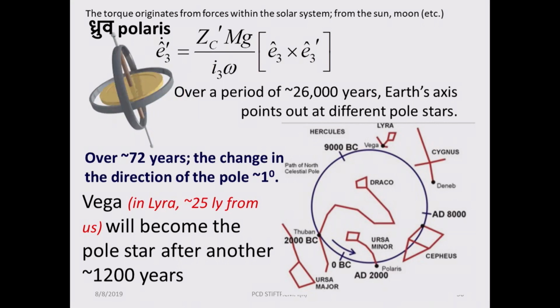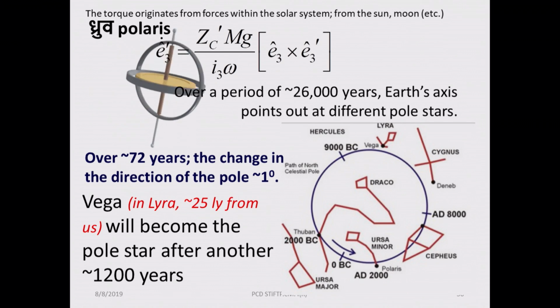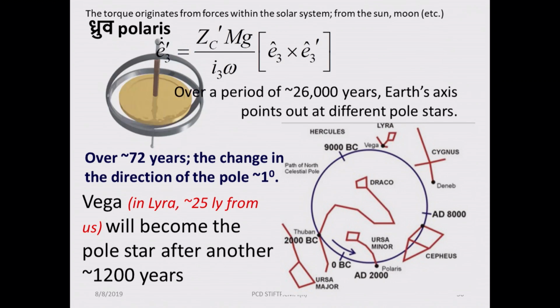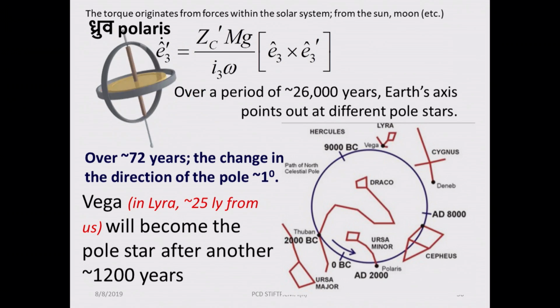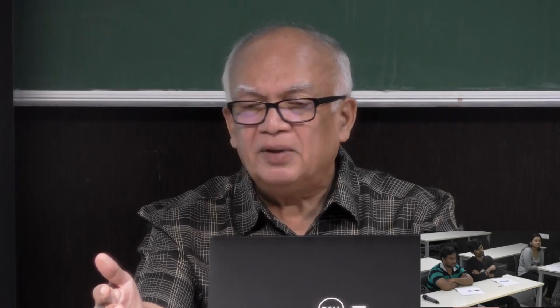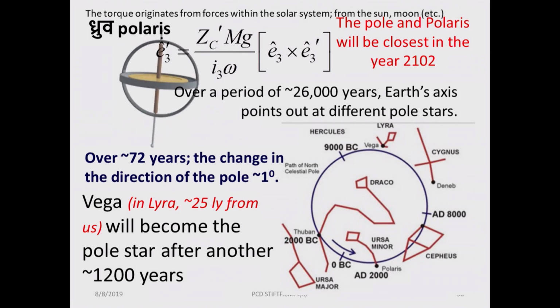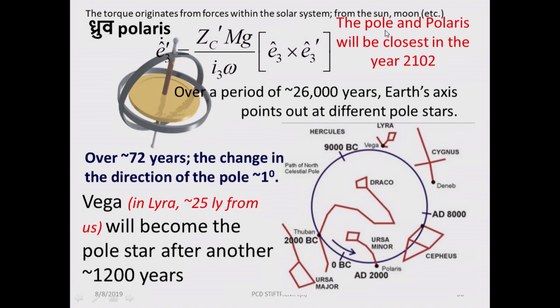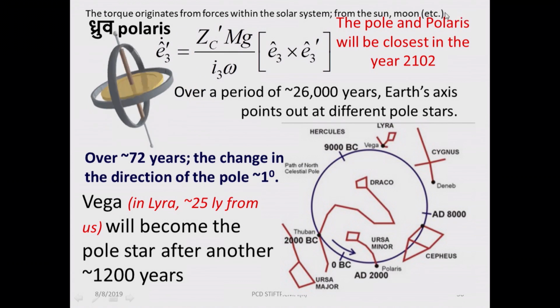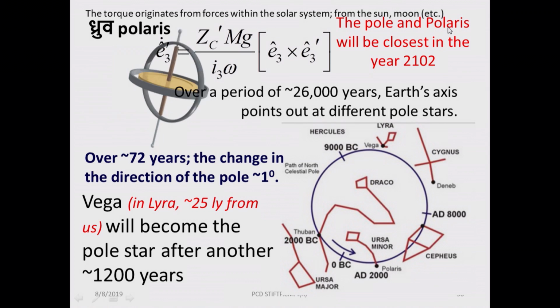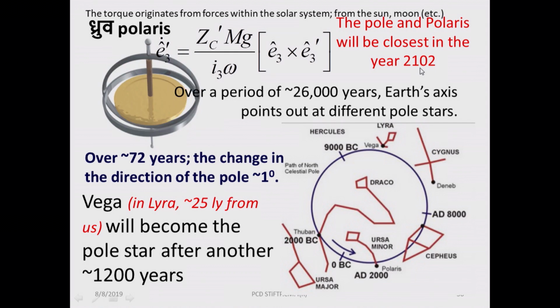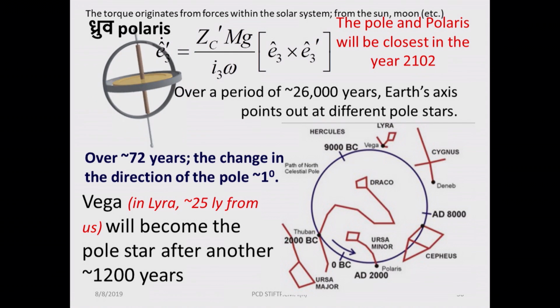But what is very important is to recognize that the Earth's axis of rotation is not always pointing toward the pole star. Even over a human lifetime, it changes by 1 degree, and over a few generations by several, right? And over thousands of years, you see a different part of the sky altogether. In fact, the pole and the pole star, which is actually a binary star, will be closest to each other in 2102.